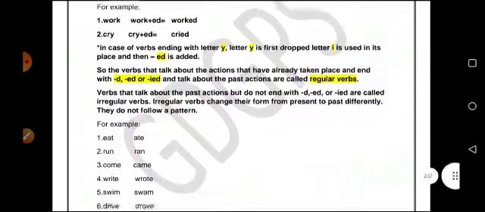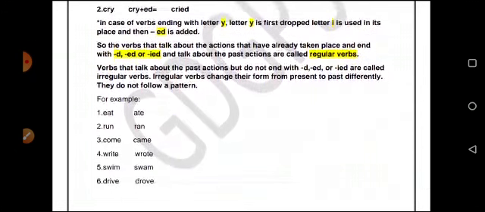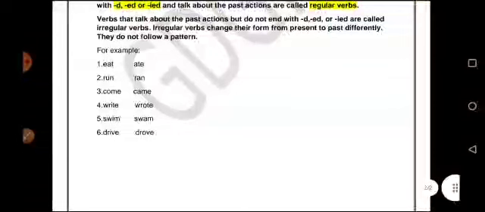Simple. Verbs that talk about the past action but do not end with d, ed, or ied are called irregular verbs. What are the examples here? You have eat, ate, run, ran, come, came, write, wrote, swim, swam, drive, drove. So all these change completely from their base forms.